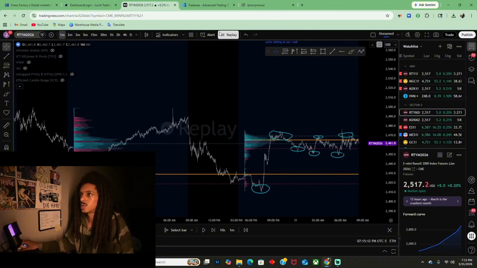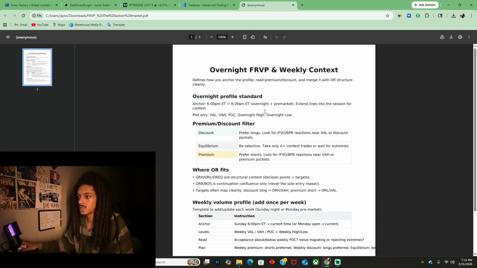Actually, before we get to the chart, let me show you this. So I used 2 profiles. Yes, I made a PDF. I didn't even make this for the video. I made this for me to study, because once I found my own system that worked, I was like, okay, this is all we're doing.